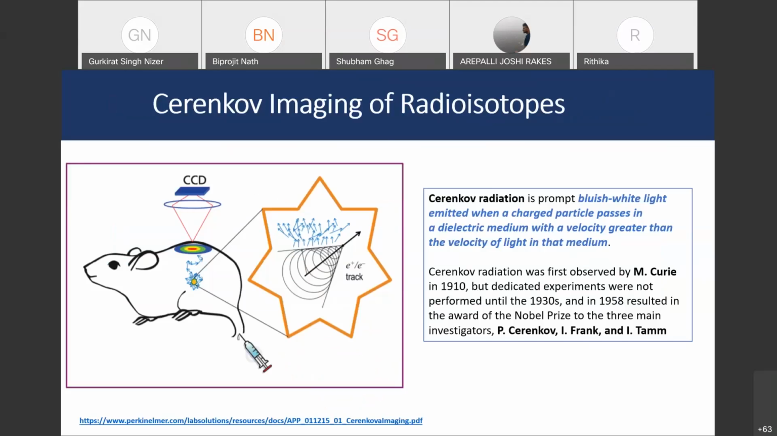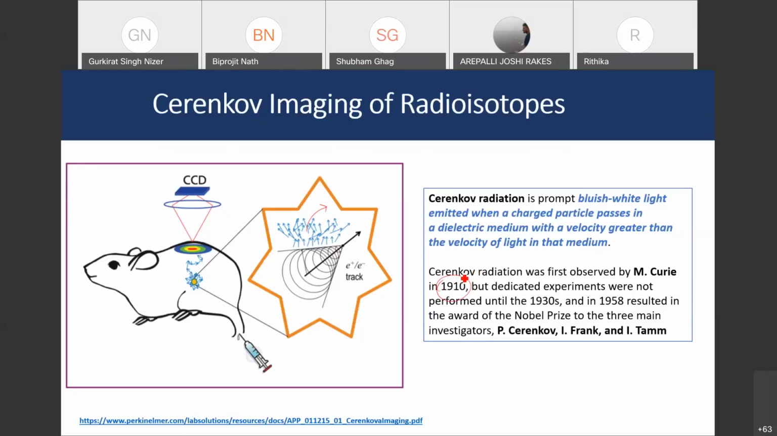Next, we'll talk about Cherenkov imaging of radioisotopes. What is Cherenkov imaging all about? Before we go to Cherenkov imaging, let us know what Cherenkov radiation is. It's a prompt bluish white light emitted when a charged particle passes through a dielectric medium with a velocity greater than the speed of light in that medium. That's the bluish white radiation you can see over here. This radiation was first observed by Madame Curie in 1910, but because of lack of experimentation, she could not explain it.